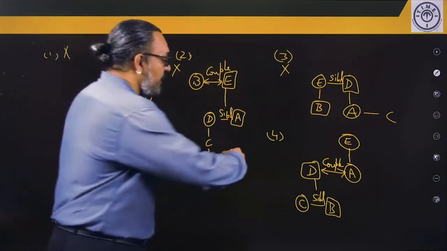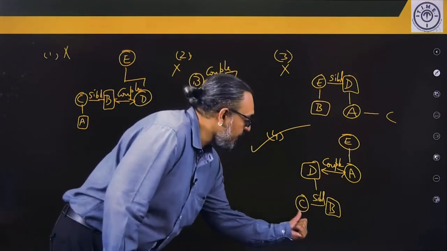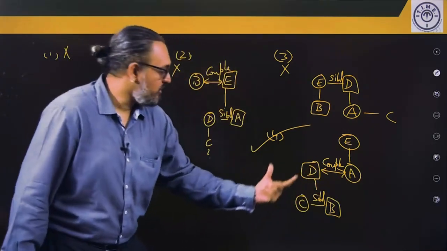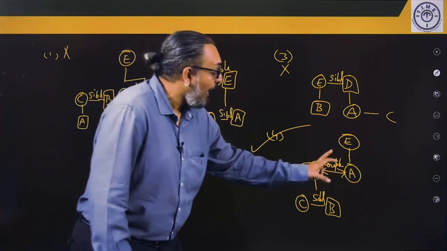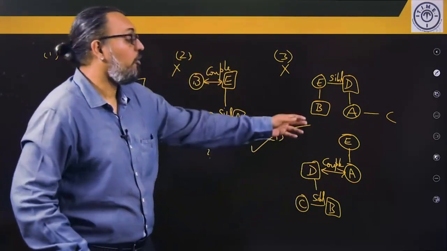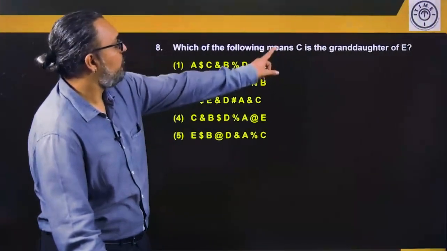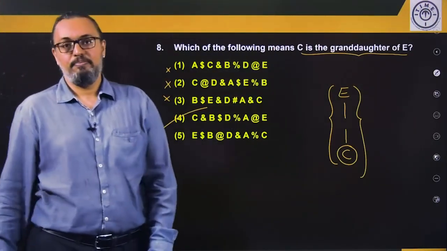Right. Now, yes, I can choose this as my answer. Why? Because check, C is a daughter of both D and A because they are a couple. They have the same children. So if C is a daughter to A and A is a daughter to E, so C becomes a granddaughter of E. That is precisely what I want. I want C is a granddaughter of E. So that is why you pick the fourth option.